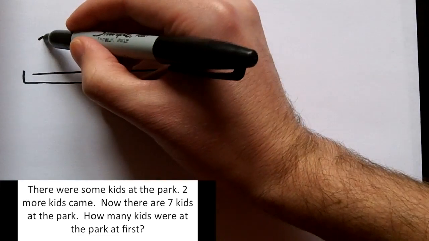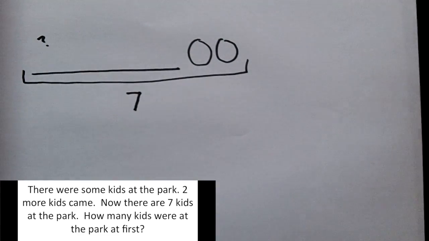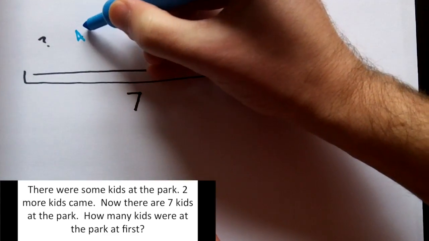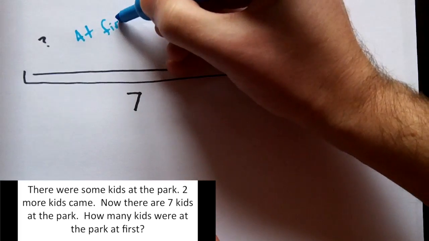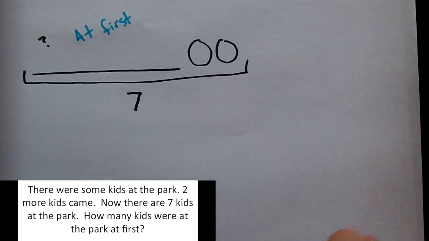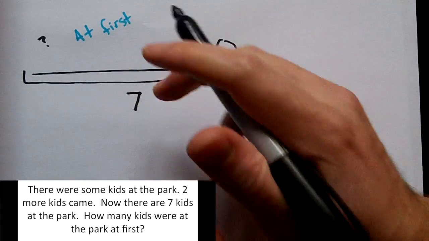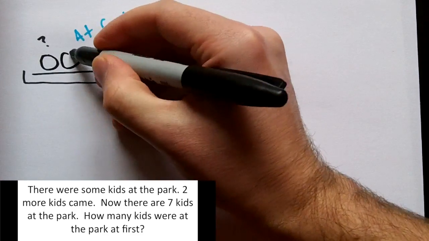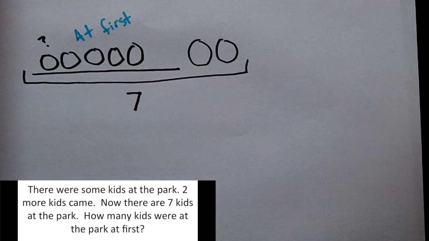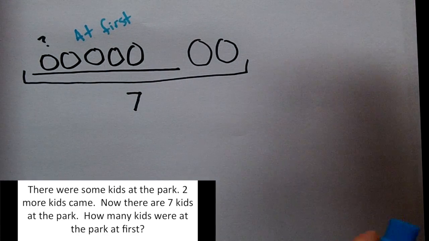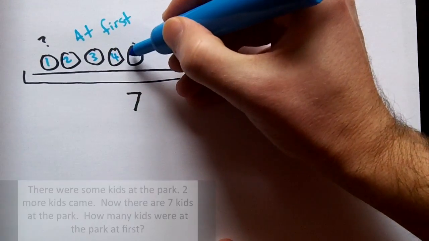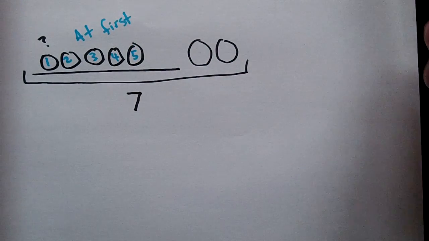That's the whole. How many kids were there at the beginning? Not sure still, so I'll put a question mark. Okay, well I know altogether there have to be 7. First I'm going to label it. Those are going to be the ones that were there at first. Okay, so let's see, I have 2, 3, 4, 5, 6, 7. So now I have 7 in all. And I can see the kids that were there at first. 1, 2, 3, 4, 5 kids were there at first.